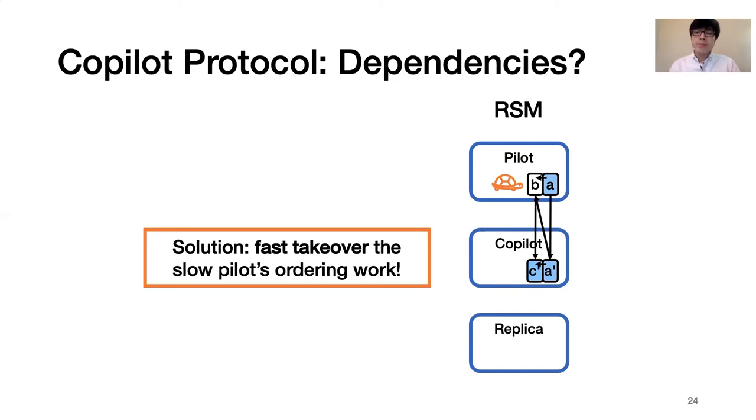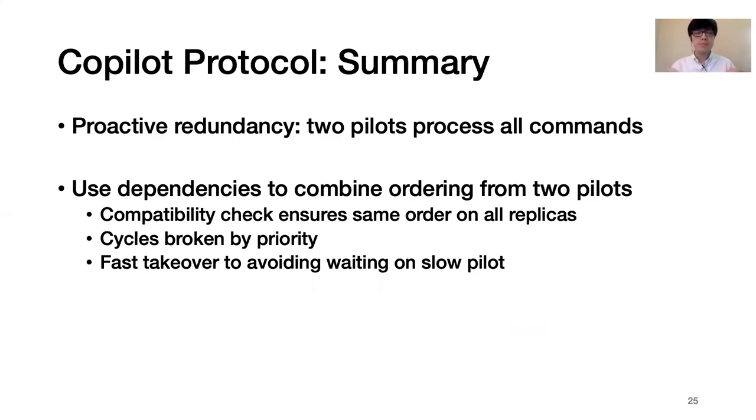To address this, copilot allows one pilot to fast take over the ordering work of another pilot if it is taking too long. To summarize, copilot provides one-slowdown tolerance by proactive redundancy. Two pilots process all commands. If one pilot is slow, the other pilot can continue operating.